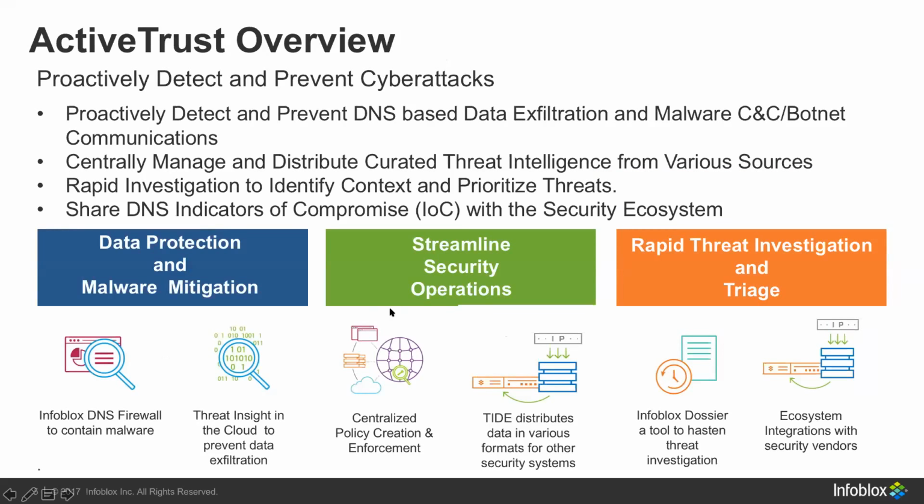So a quick overview of the ActiveTrust solution and the three major areas as it relates to those problem and challenge statements that we just talked about for customers. The first one, of course, is the data protection and mitigation. This is what we talked about earlier, setting up the prevention and detection piece.